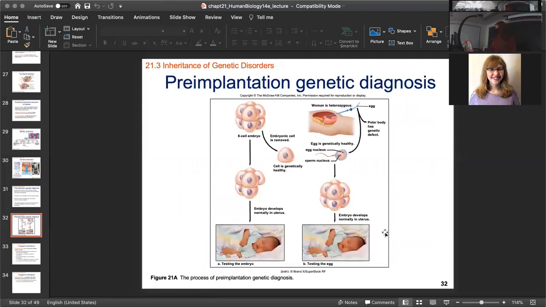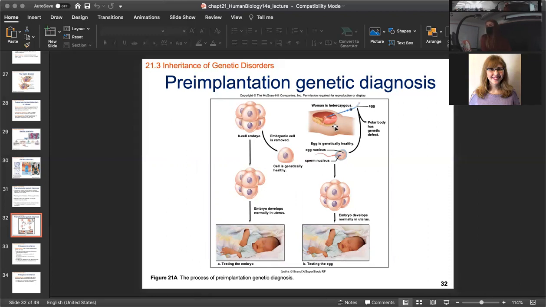A lot of science here, right? This kind of blows my mind that we're able to do this. But as you can see at the top left, there's an 8-cell embryo. An embryonic cell is removed. The cell is genetically healthy, so they put it back, and the embryo develops in the uterus normally, and then I guess it goes right from 8 cells to a baby.